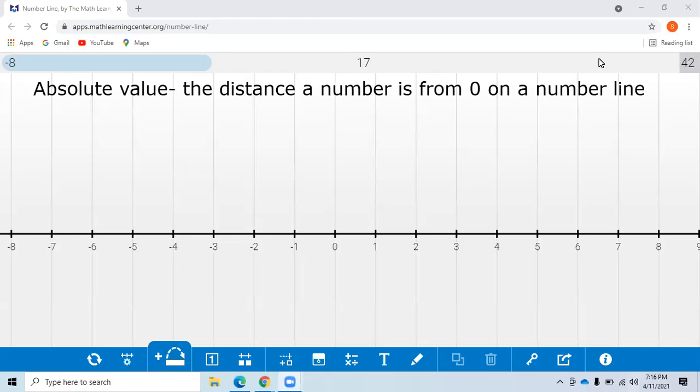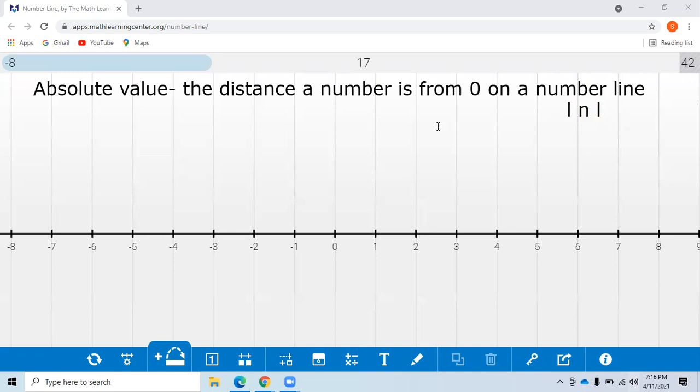Absolute value. The absolute value of a number is its distance from zero on a number line. The notation or symbol for absolute value is two vertical lines on either side of a number. If we were to consider a number, and let's call it n, we would write it like this. So this symbol here means the absolute value of some number n.